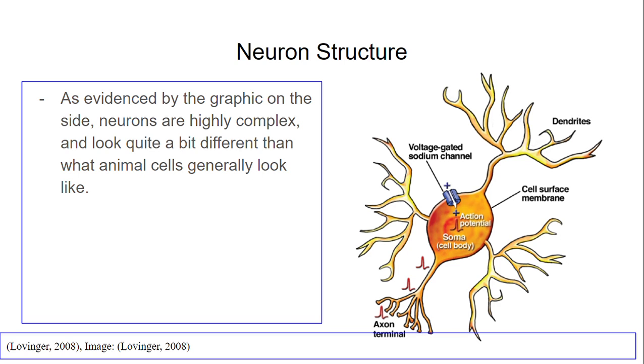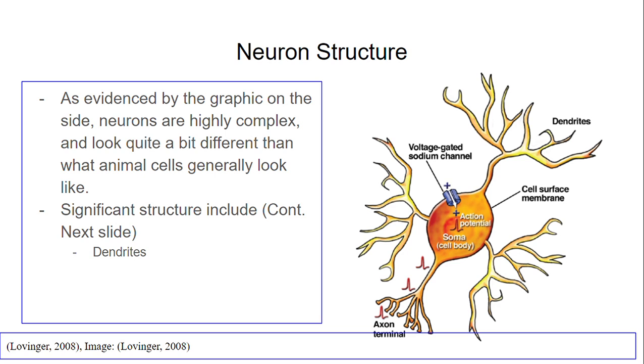These are highly specialized cells that are typically found in the central nervous system. Their significant structures include their dendrites, which are these little antler-looking things over here. The dendrite is where neurons take in chemical input from other neurons.